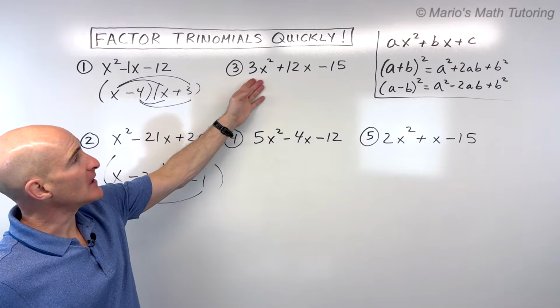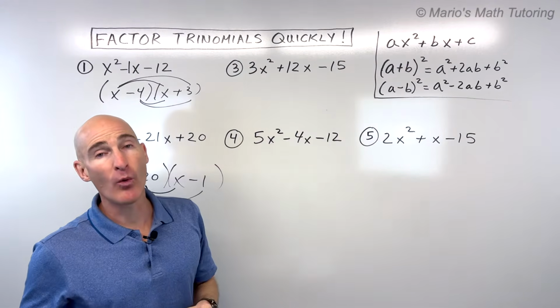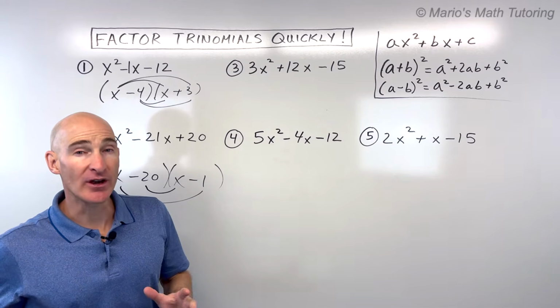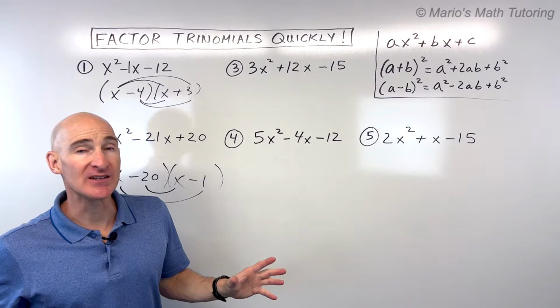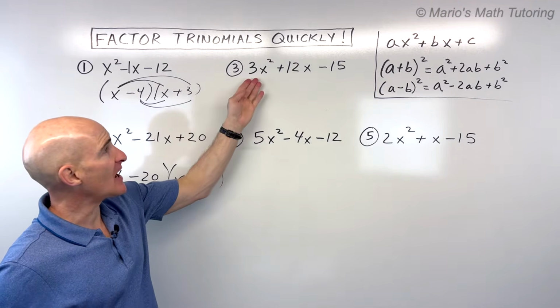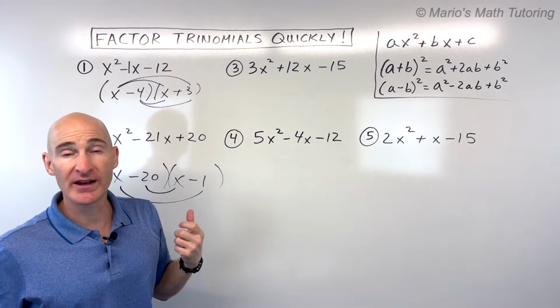Now for number 3, this one's a little bit more challenging because you can see that this a value is not 1. So what do we do? Well, the very first thing you want to do with factoring, always, no matter what type of factoring it is, you want to look for the GCF, the greatest common factor. So you just ask yourself, is there something that I could divide out of all these terms?